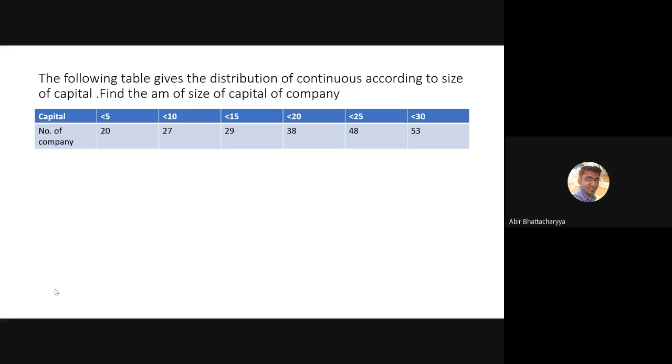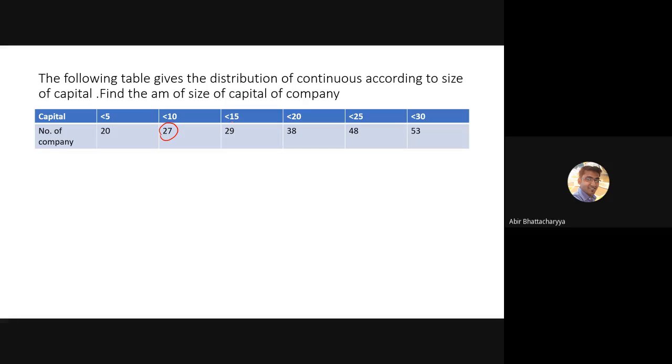Now, in this question, what to do? Can anyone tell me? The following table gives the distribution of companies according to the size of the capital. So, find the mean of the size of the capital of the company. Less than 5: the capital of less than 5 is having the total number of how many companies? 20 companies. Less than 10 means how many companies? 27 companies having less than 10 capital.